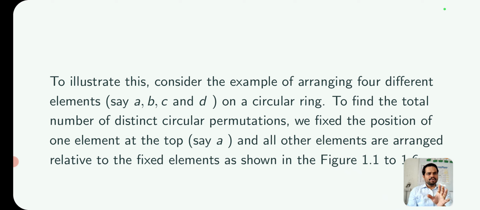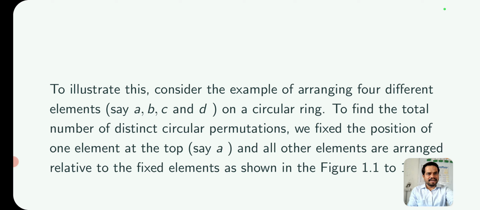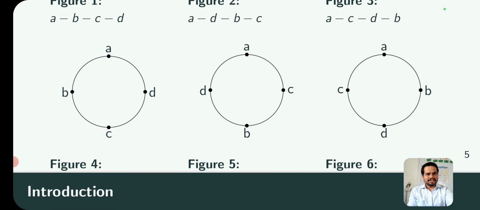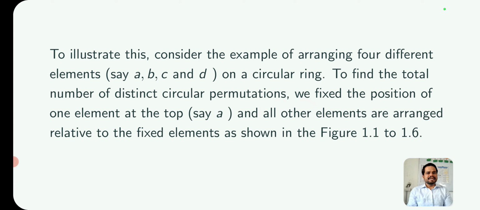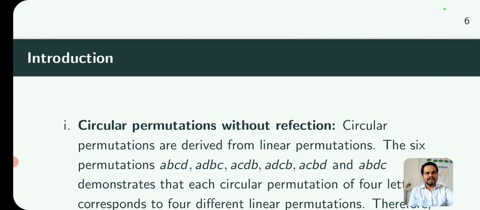The question is to find the total number of distinct circular permutations by fixing the position of one element at the top of the ring. Let us see, A is placed at the top of the ring, and all other elements are arranged relative to the fixed element, as shown in the figure. So this is the procedure.